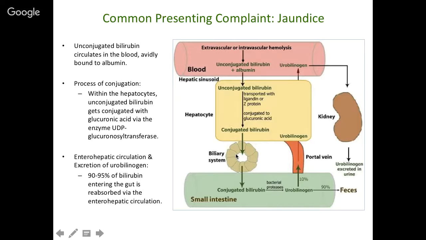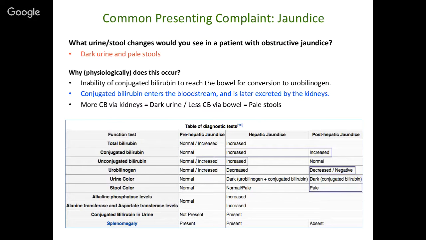Usually it goes onto urobilinogen and most of that goes into the feces. Because there's an obstruction, conjugated bilirubin, the water-soluble bit, enters the bloodstream, and it's later excreted by the kidneys. So you've got more conjugated bilirubin excreted by the kidneys, so that's why you get darker urine than expected, and you've got less conjugated bilirubin being excreted in stools, which is why you have pale stools. All right? So that's a bit of an explanation. It might make more sense when you read it at home.